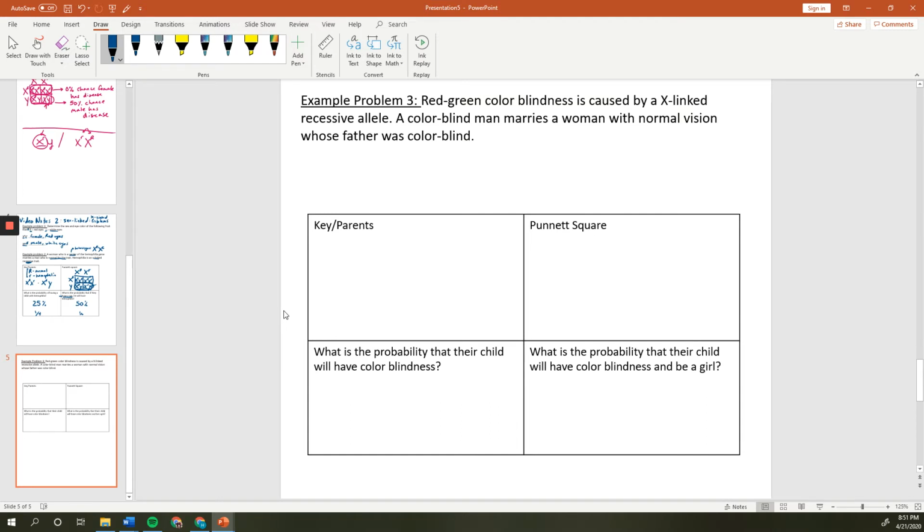Red-green color blindness is caused by an X-linked recessive allele. So just like the last question, color blindness and hemophilia are the same type of inheritance. So we can already start making our key. Because if we know color blindness is recessive, we have to put colorblind down here. That's how you get that trait. It's recessive. So this will just say normal vision.